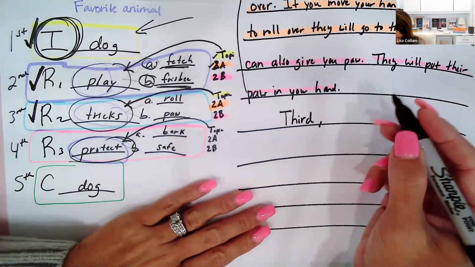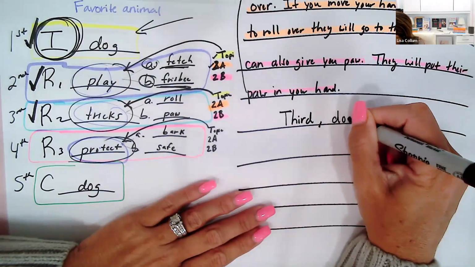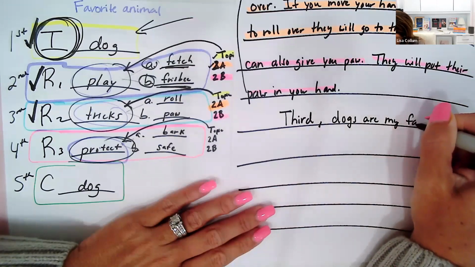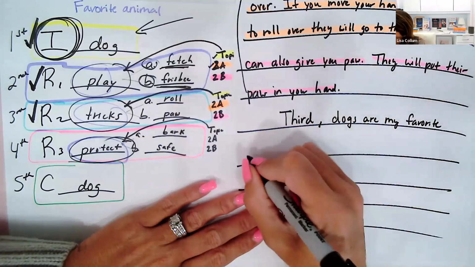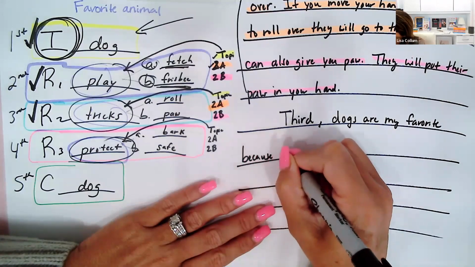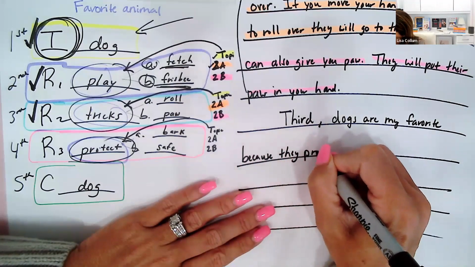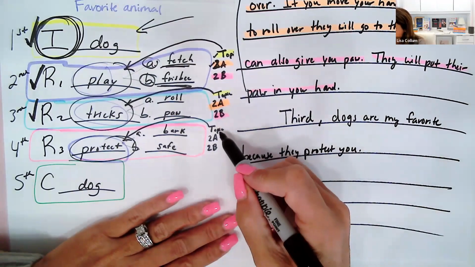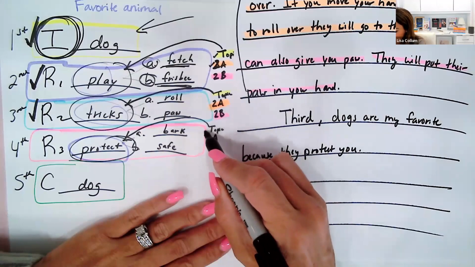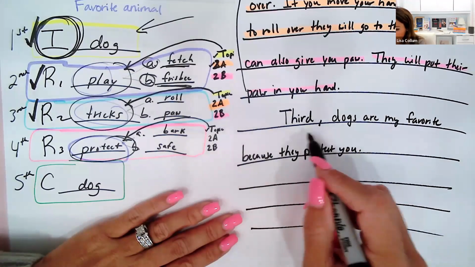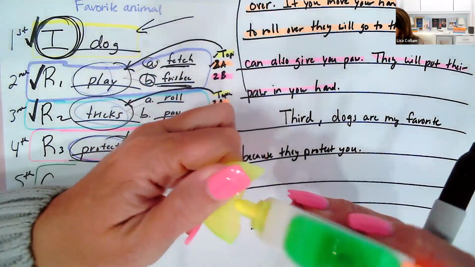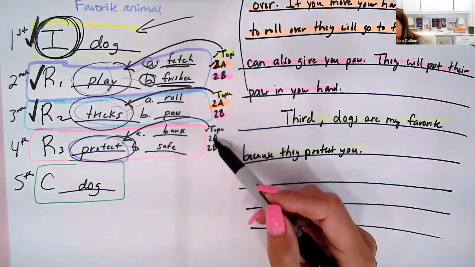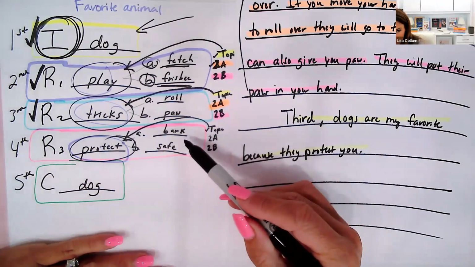So I'm going to say third, dogs are my favorite because they protect you. Done. So I did my T, my topic. I'm done. Put a little check next to T. Now that I wrote my T sentence, which I'm going to highlight in yellow, I'm done with my T. Now I have to write two sentences about my A, which is bark.